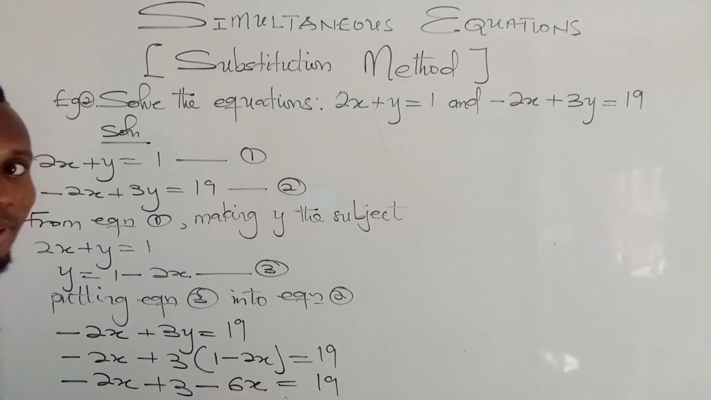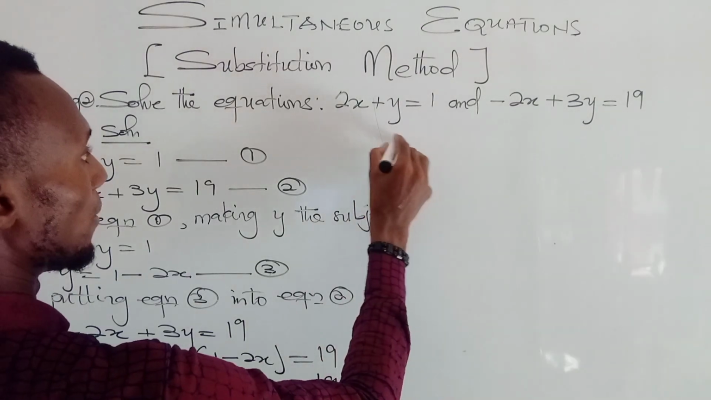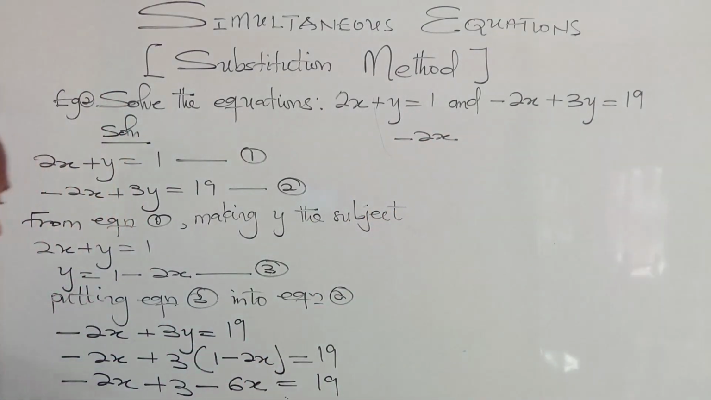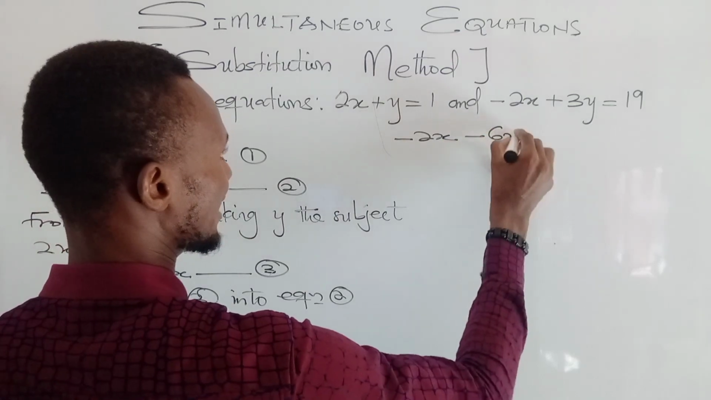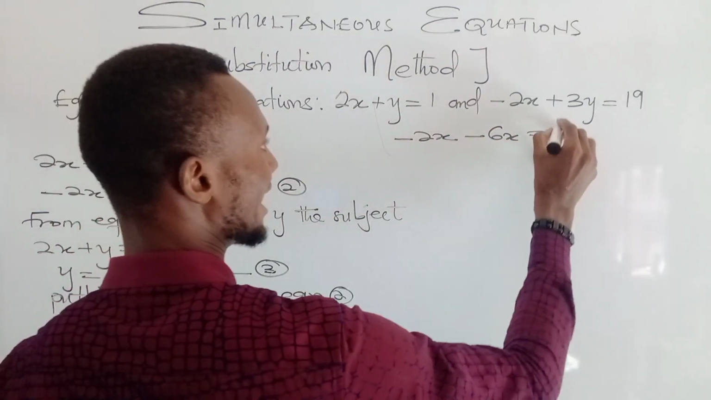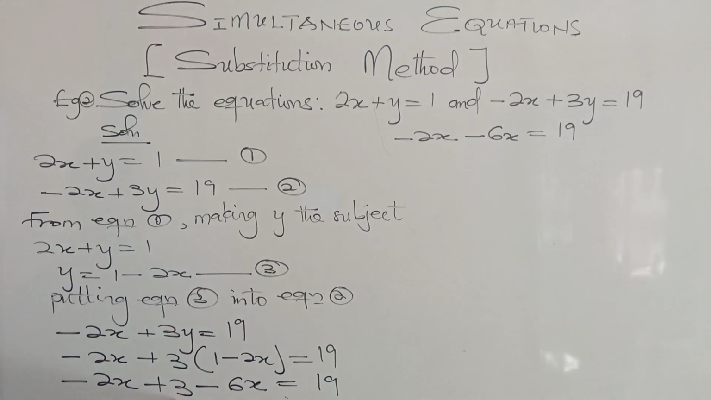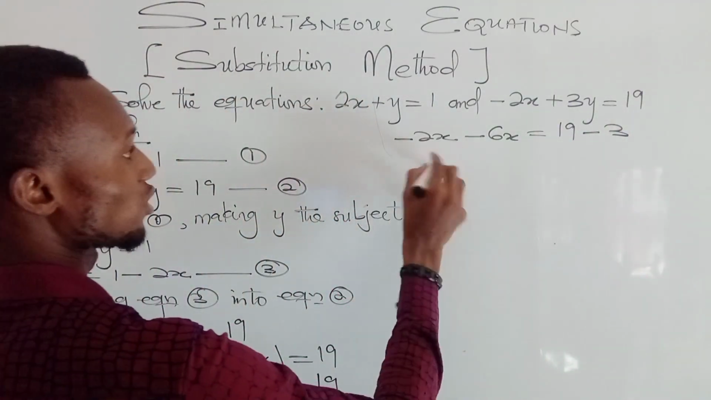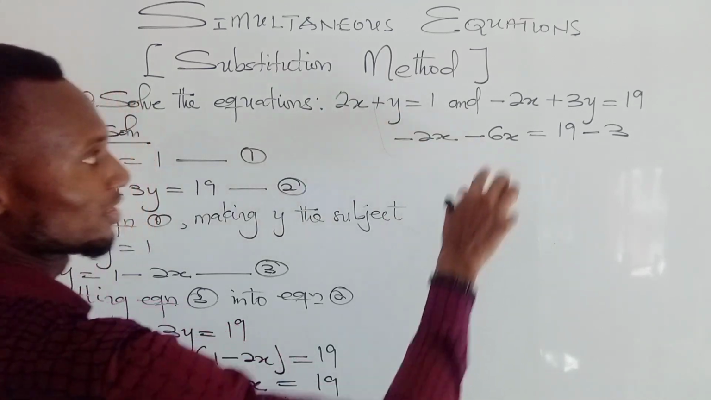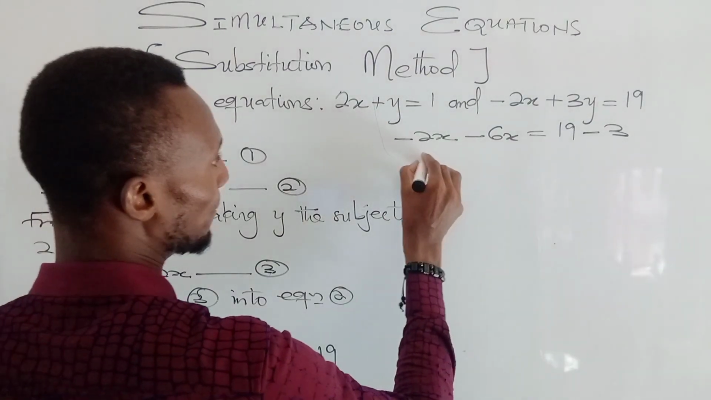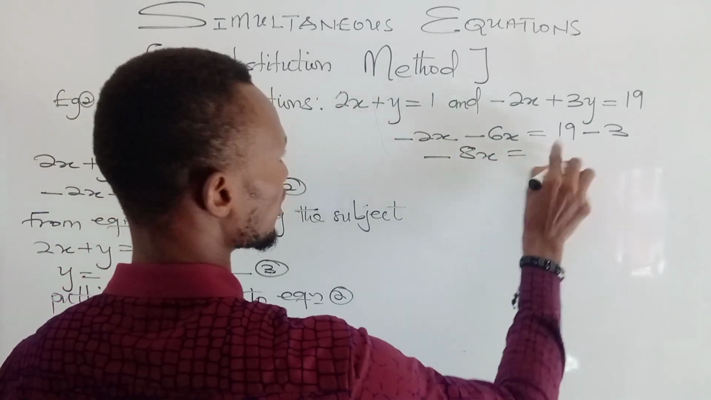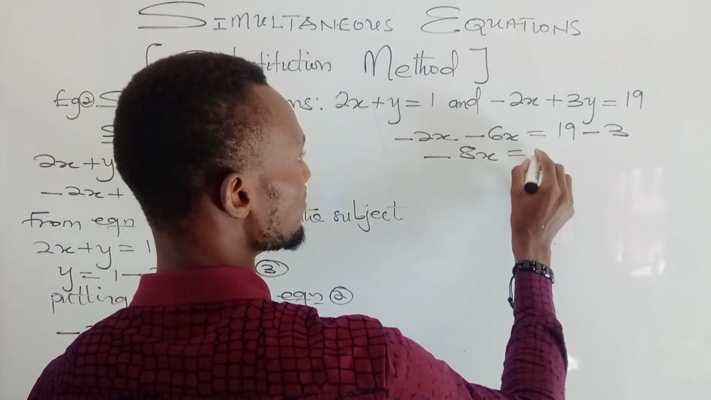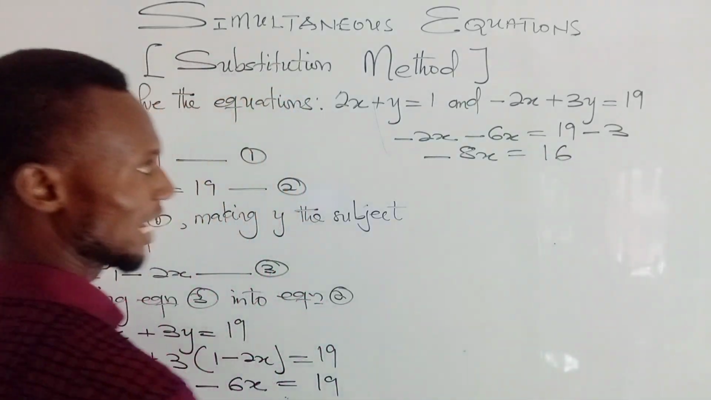I'm going to continue from this side. So I have my minus 2s, minus 6s equals to my 19. Then this positive 3 will cross the equal sign to go and join the 19. It is positive, so when it crosses the equal sign it becomes negative, so minus 3. So minus 2s minus 6s gives me minus 8s equals to 19 minus 3, which gives me 16. I hope you agree with me up to this point.